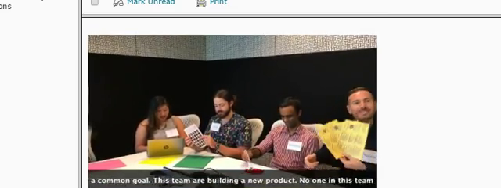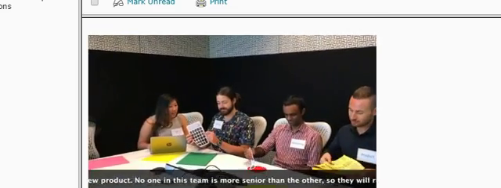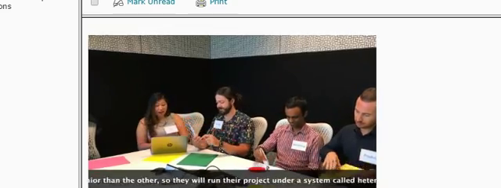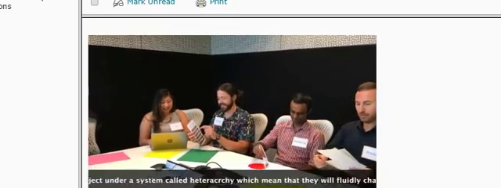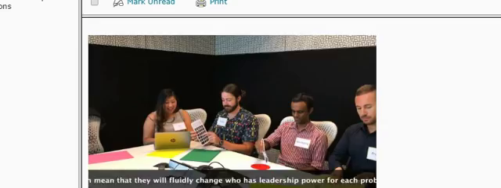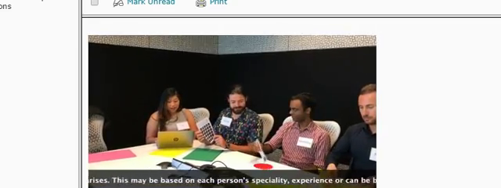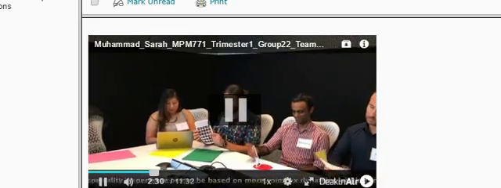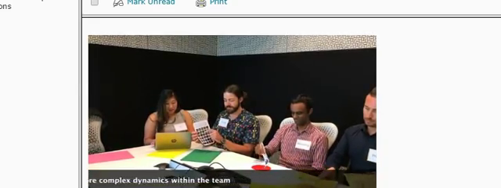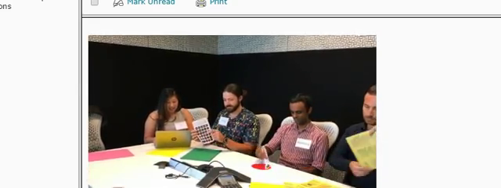This team are building a new product. No one in the team is more senior than the other, so they will run their project under a system called heterarchy, which means that they will fluidly change who has leadership power for each problem that arises. This may be based on a person's speciality, experience, or can be based on complex dynamics within the team.